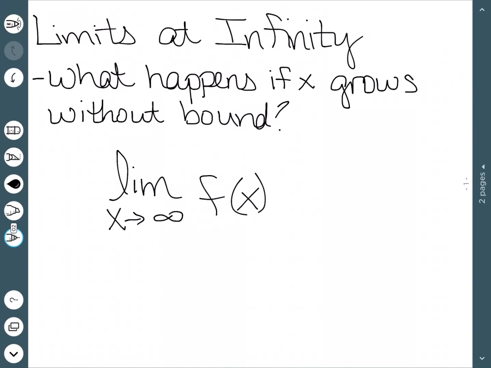And we denote it like this. The limit as x goes to infinity of f of x, and we'll say this is equal to L. It is very possible this doesn't exist, but if it exists, we'll say L. So let's look at some examples.